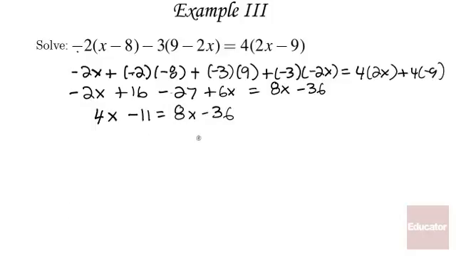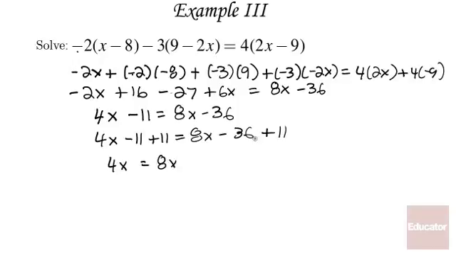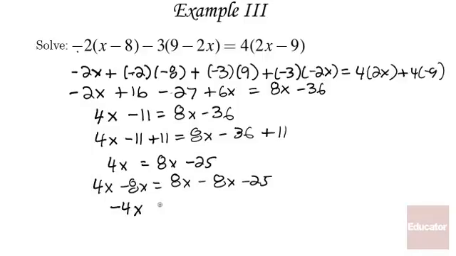Now that I'm this far, what I want to do is isolate the x, isolate the variable. So I can do that by using my addition property. I'm going to add 11 to both sides. 11's cancel out. That's going to leave me with 4x equals 8x. And negative 36 plus 11 is negative 25. Next, I'm going to subtract 8x from both sides. Again, trying to get like terms together and isolate the x. 4x minus 8x is going to give me negative 4x equals, these cancel, so it's negative 25.